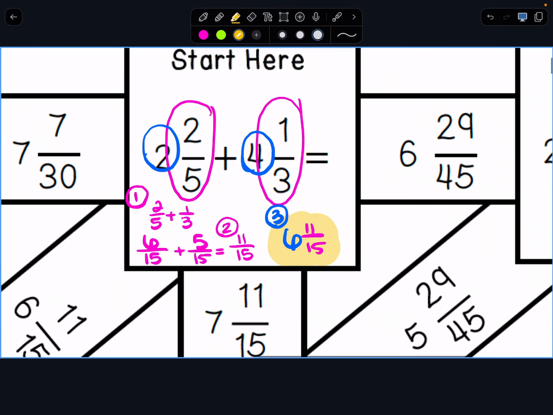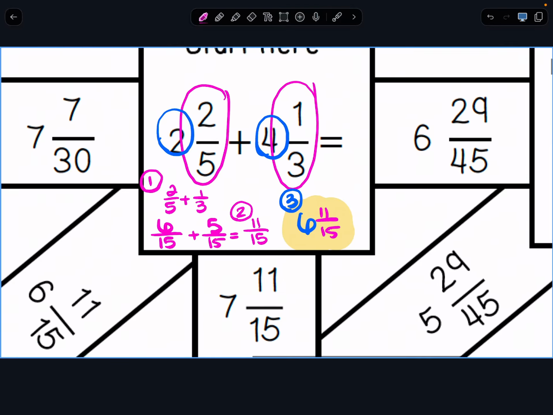Okay? All right, questions that you guys have before I go to a subtraction question? So basically just 3 steps. Find a common denominator, add my fractions together, then add my whole numbers. 3 steps. Okay.